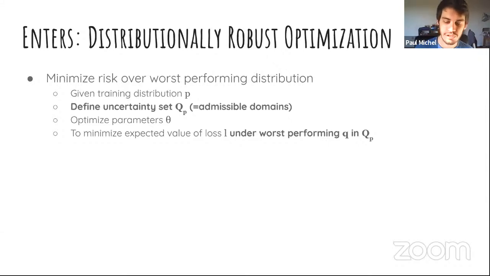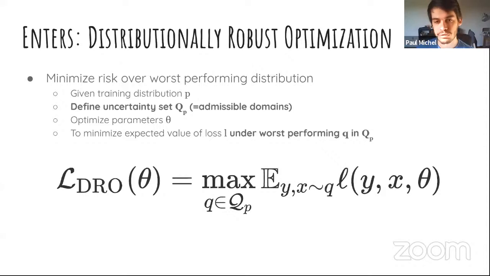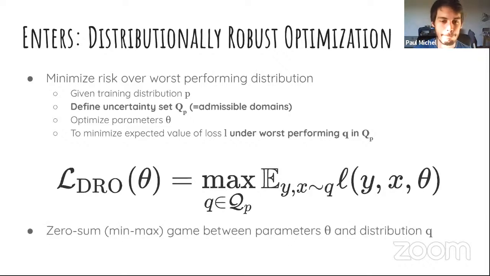And instead of minimizing the expected loss under P, we're going to maximize the expected loss. We're going to compute the expected loss under all the distributions in this uncertainty set and minimize the max loss. So when we minimize this objective, we end up having some guarantee that the model is going to be good on all distributions in the uncertainty set. As an aside, this becomes a min-max optimization problem between the parameters theta and the worst-case distribution Q.